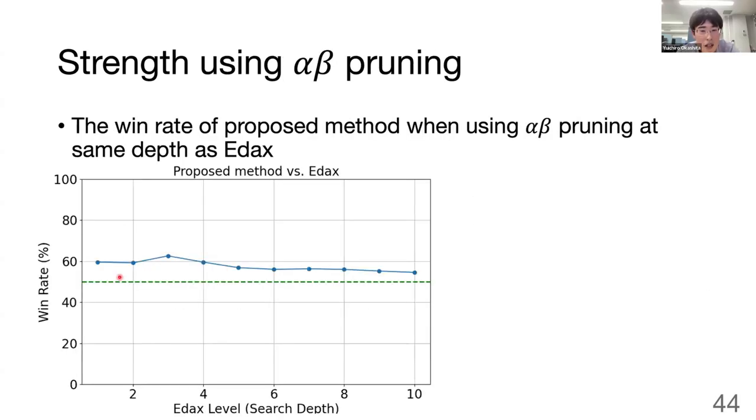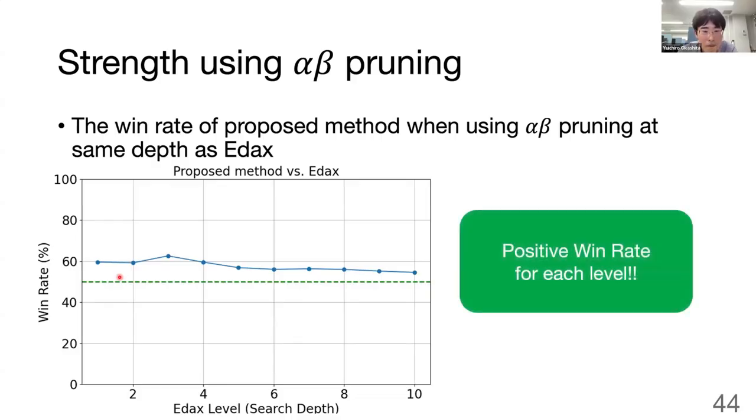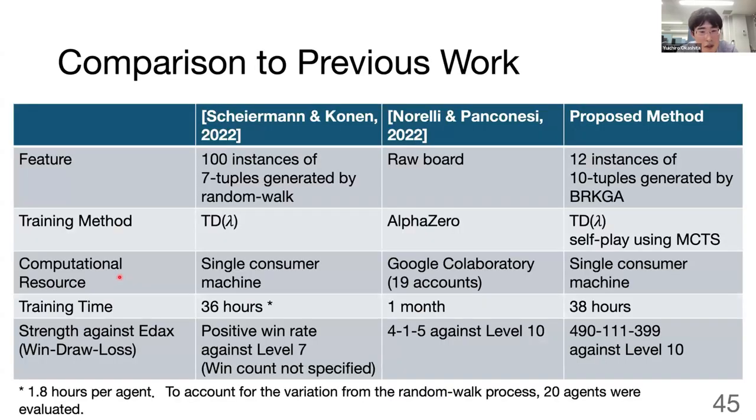This figure shows the win rate of our proposed method against EDAX. For this experiment, our agent used an alpha-beta search with its search depth set to the same level as EDAX. As the figure clearly shows, our agent maintains a win rate of over 50% against all tested levels of EDAX. This is a comparison to previous work. However, due to time constraints, I leave it for Q&A.